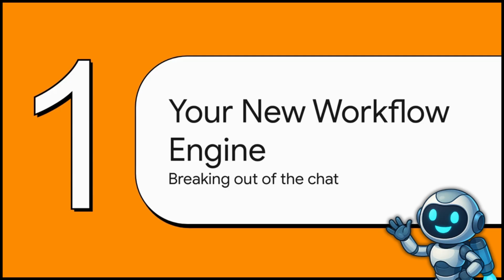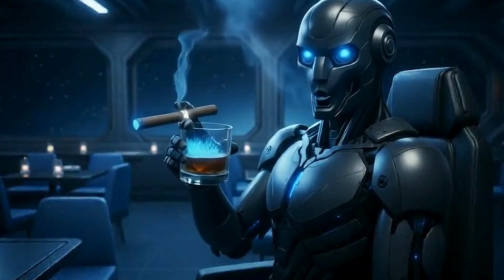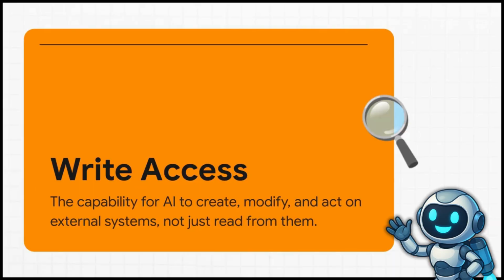AI is no longer just stuck inside that little chat window. It's becoming the engine that can power your entire workflow, connecting all the different apps and services you use every single day. And the key to this whole thing, this first major leap, is giving AI a brand new kind of permission. This term right here, write access. This is the absolute game changer.